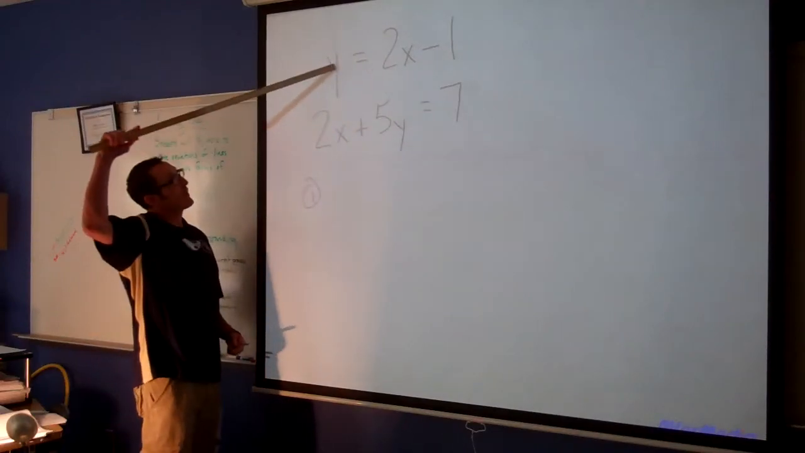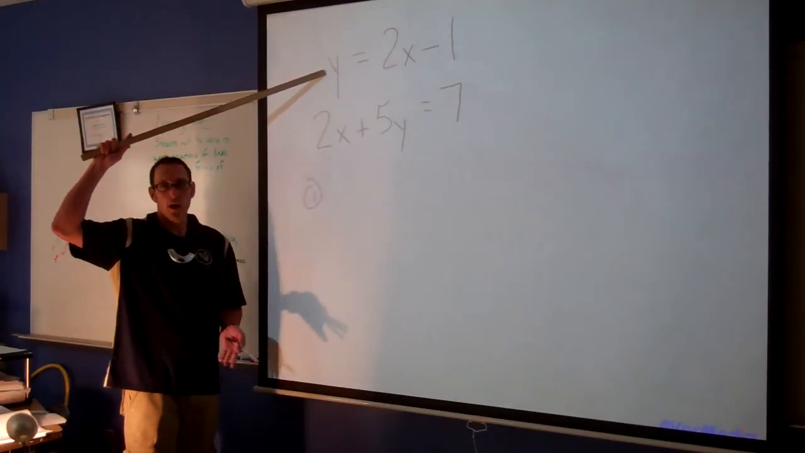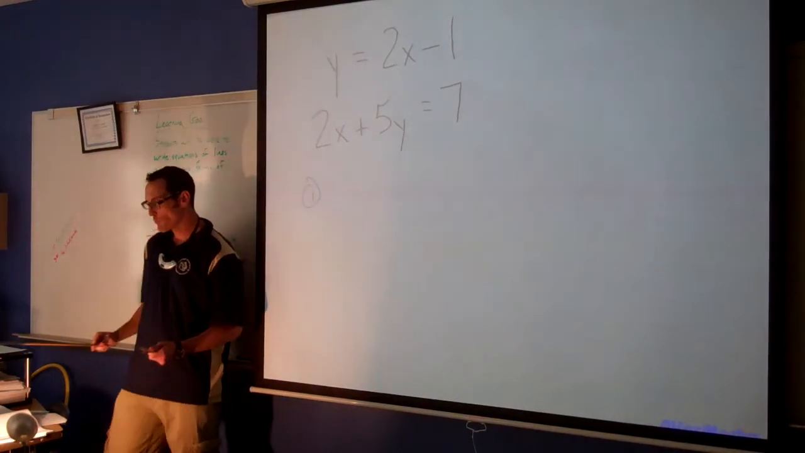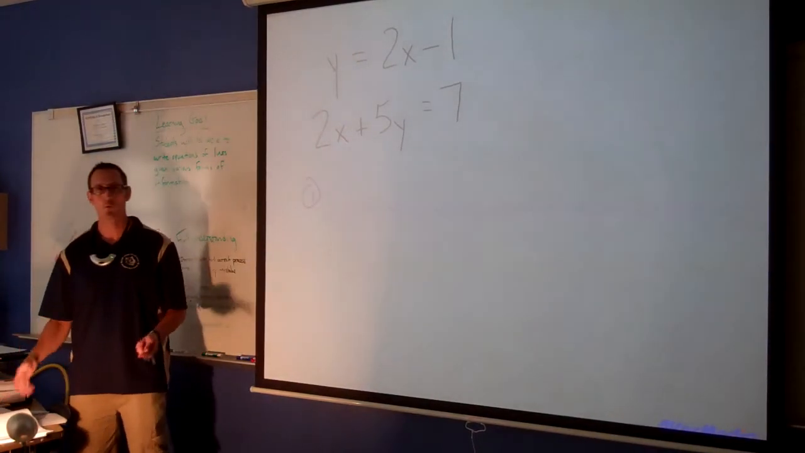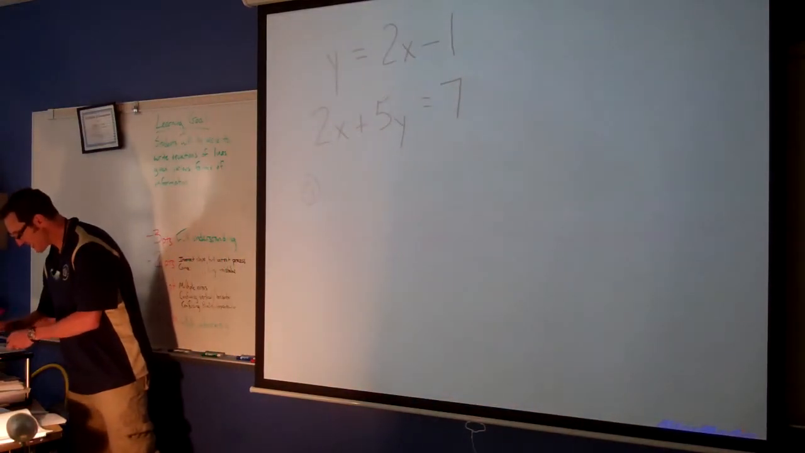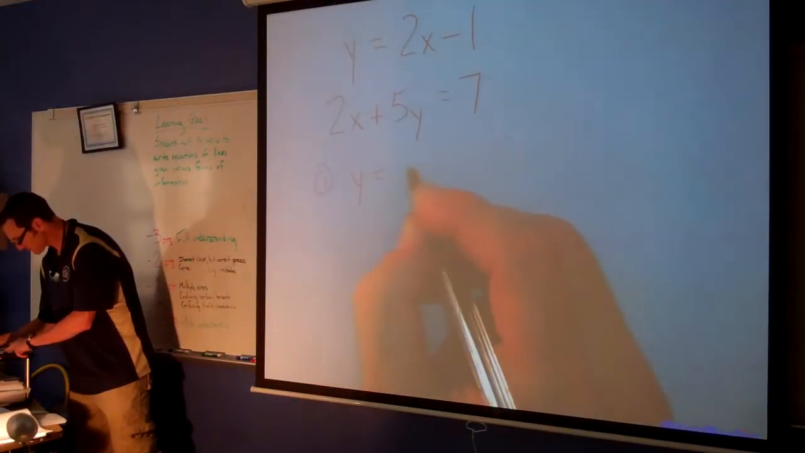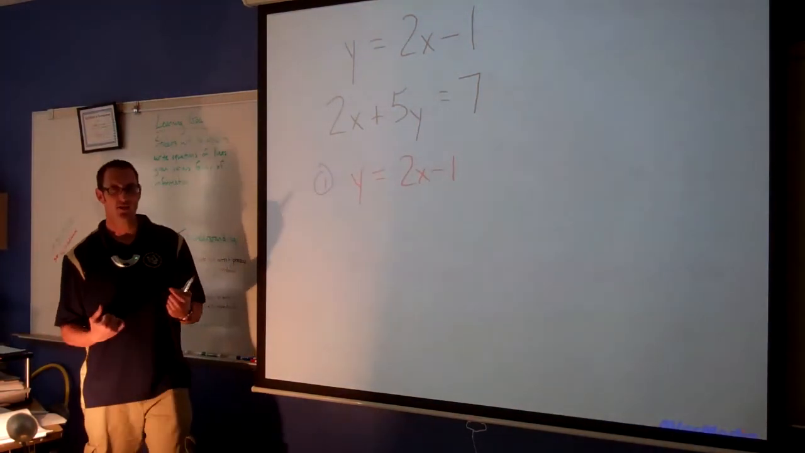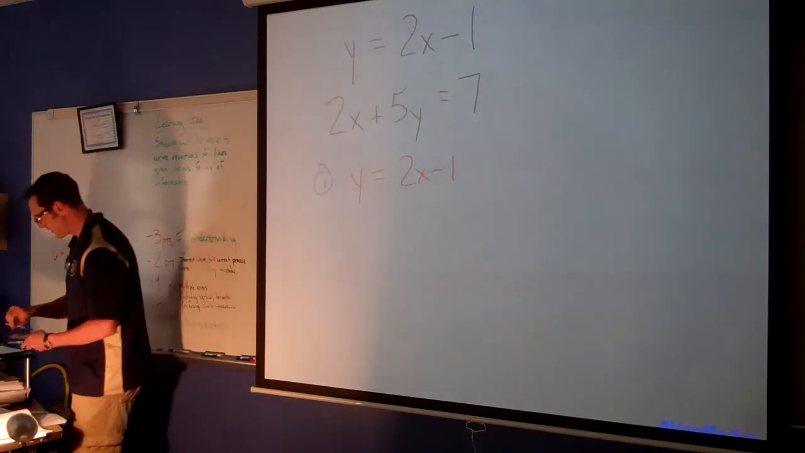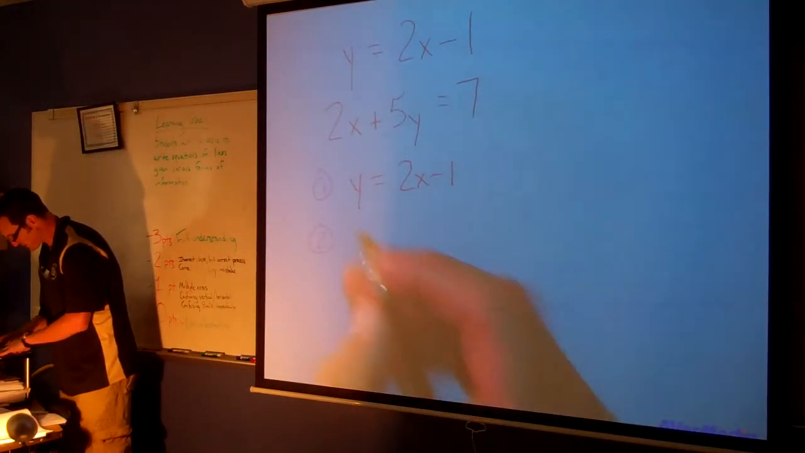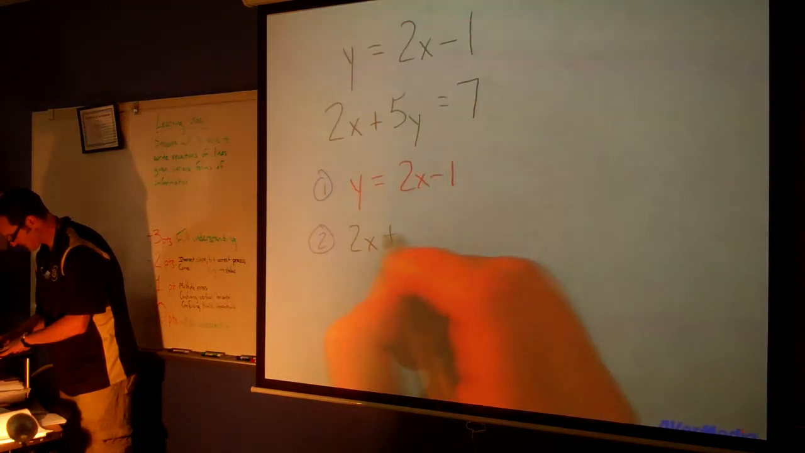Looking at the top equation, we see that y is by itself. y is 2x minus 1. We can use that information. We know what y is. y is 2x minus 1. So we can take that information and use it in the other equation. So in step 2, we're going to substitute into the other equation. Now here's where things get really fun.